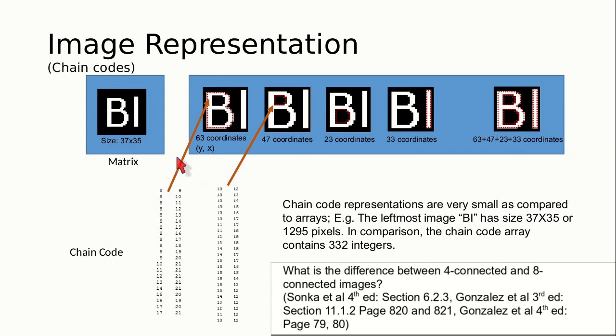Now there is a difference between what we call 4 connected and 8 connected images. So there are chain codes with different connectivities, and these are described in pages 482 and 483 of our text.